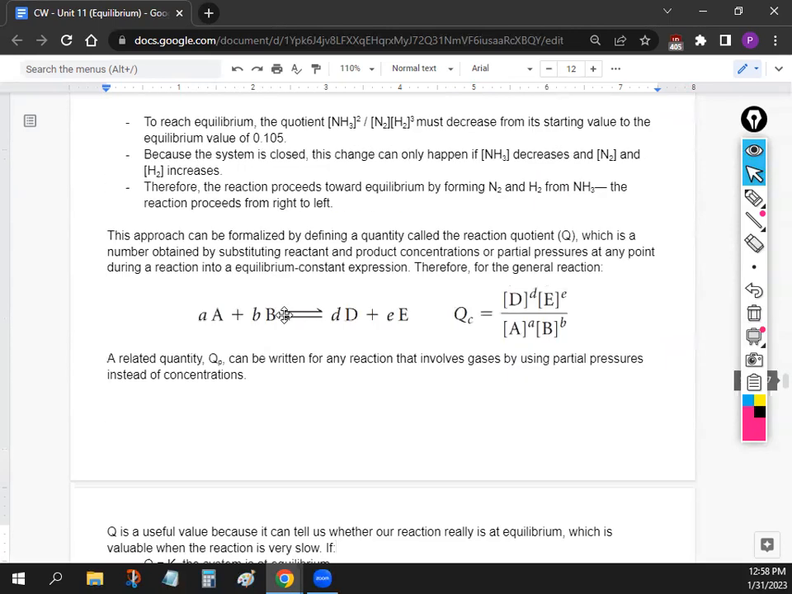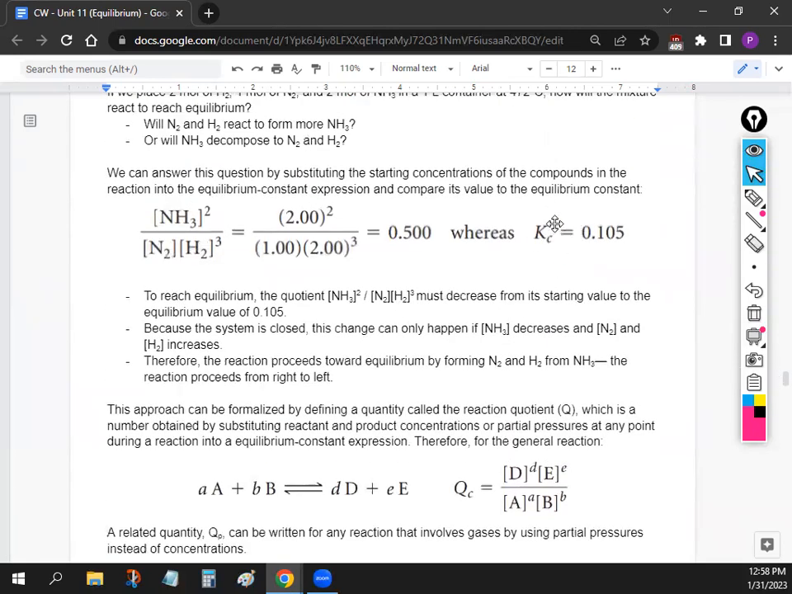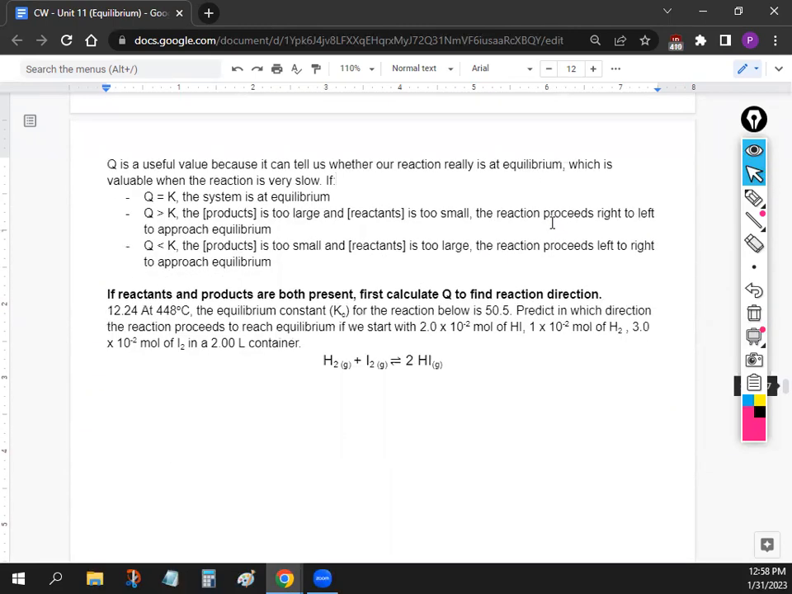Yes, correct. This is a constant, and either you'll be able to calculate it or it'll be given. Good question.